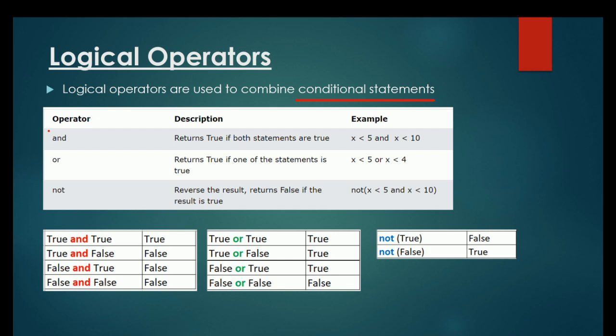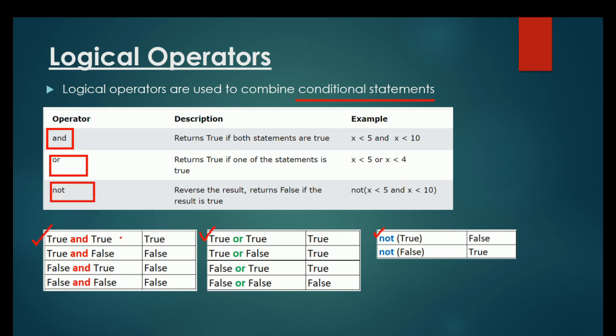The first operator is the AND operator. Let's say in this video we are taking two statements. The AND operator basically returns true if both statements are true. The OR operator returns true if one of the statements is true, and the NOT operator basically reverses the result.